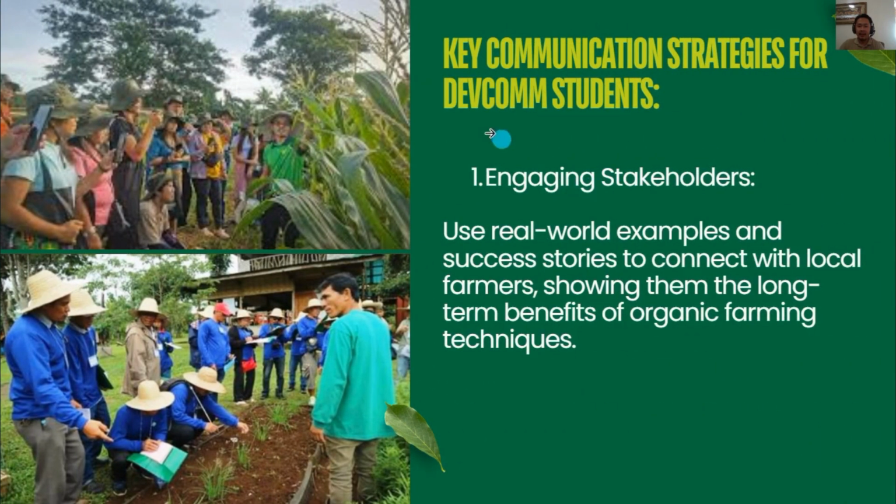So number one, as part of our key communication strategies, is engaging the stakeholders. You need to engage with them. Use real-world examples where the farmers can relate, and success stories to connect with your local farmers, showing them the long-term benefits of the organic farming techniques. Nowadays, we have farmer models in organic farming whose testimony we can use to encourage our farmers.